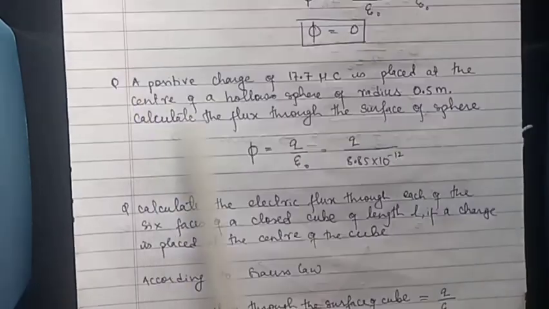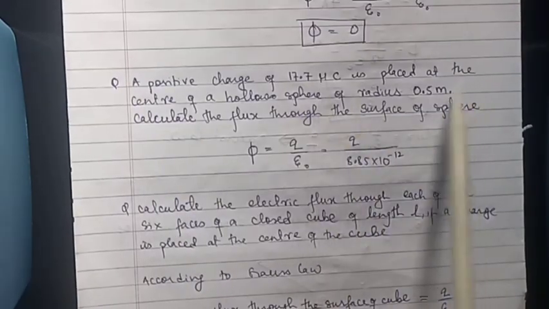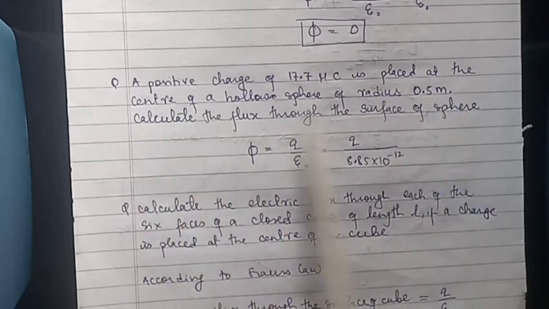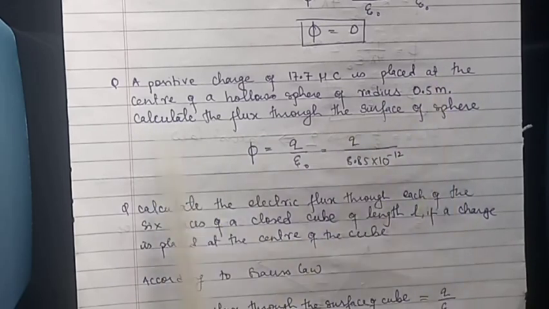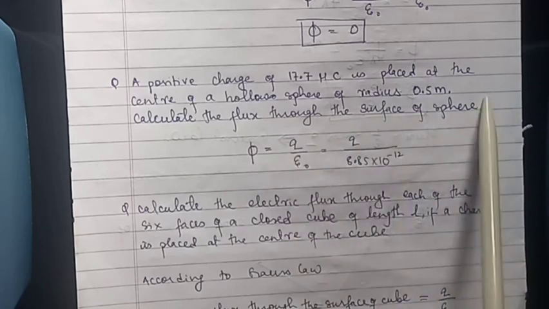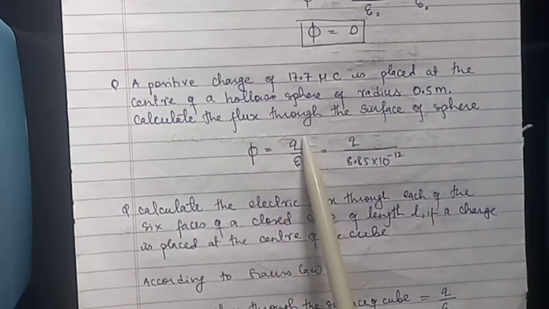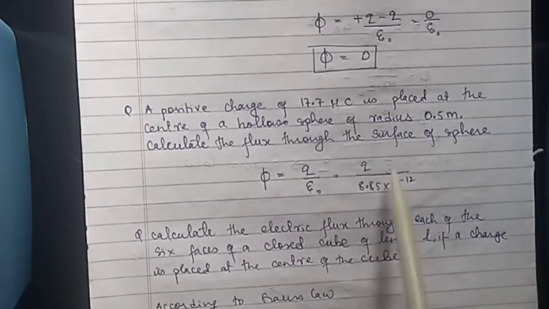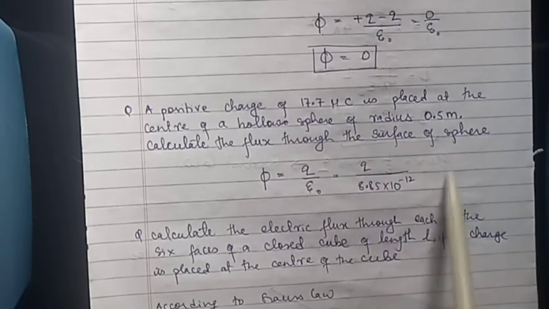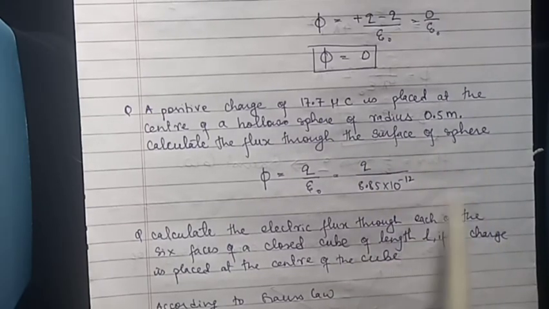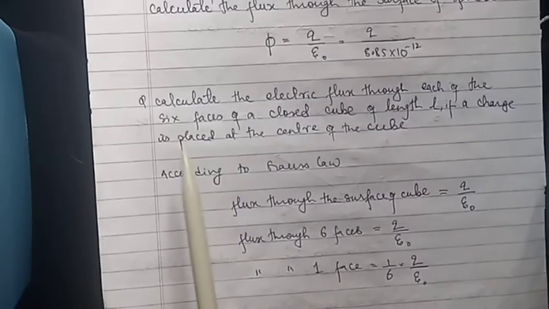There is a positive charge in the center of Gaussian surface of a radius this much. So we have to calculate the flux through it, and we already know from Gauss law flux is equal to q by epsilon naught. If you put the value of q out here, you will get the answer. So you have to find the remaining answer. So this is the next question.